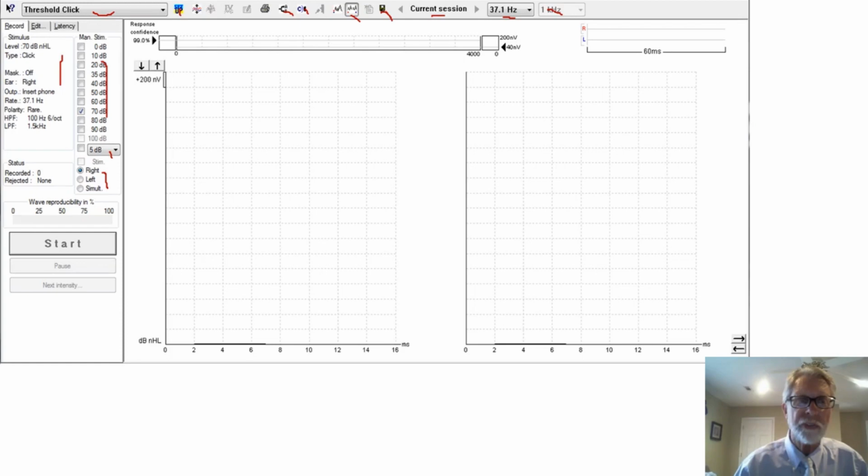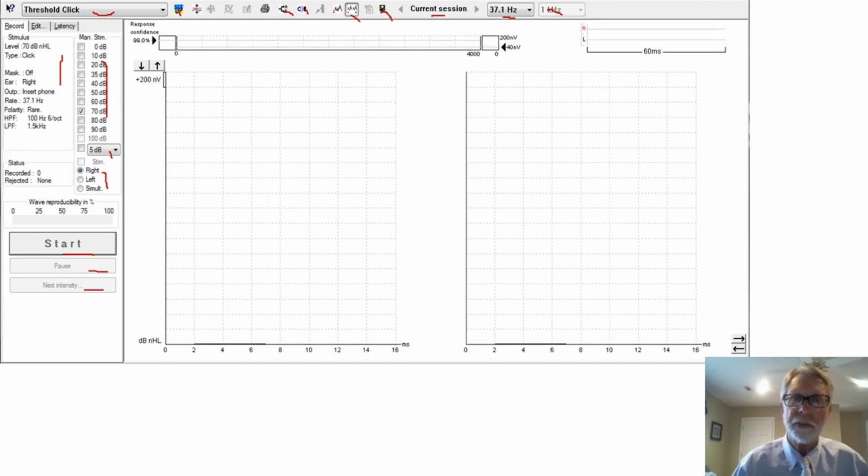And of course, here's a start button for starting the test. If you're in the middle of the test and you need to pause, there's a pause. And if you want to run some automated tests, you could even say next frequency. And if you had next intensity, and if you had several intensities checked, it would run the next one. I don't typically use that.